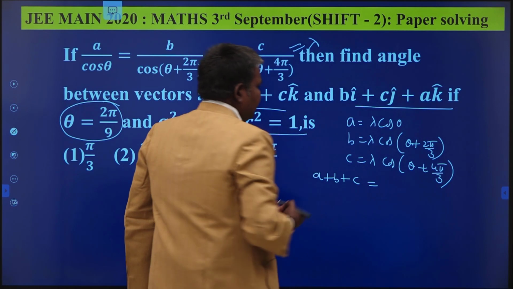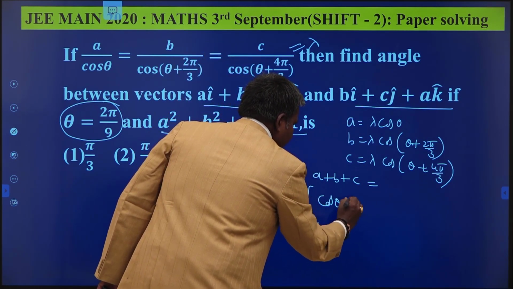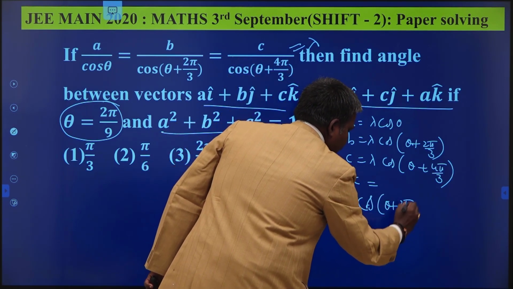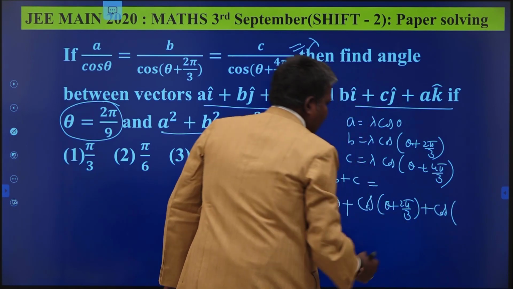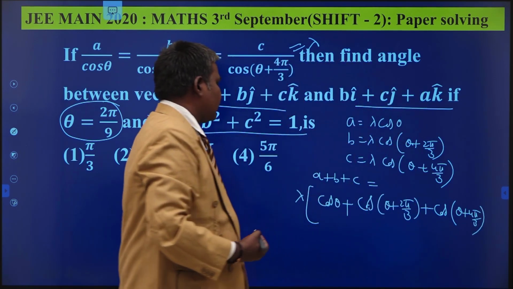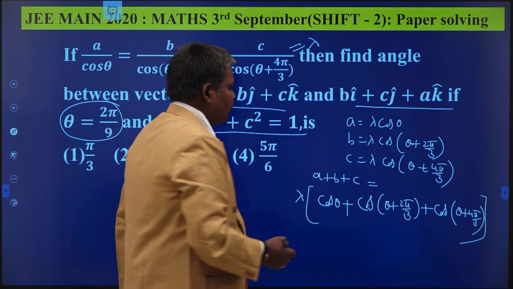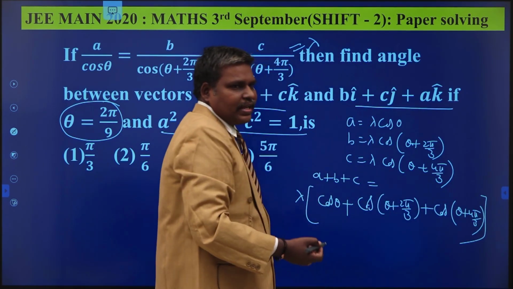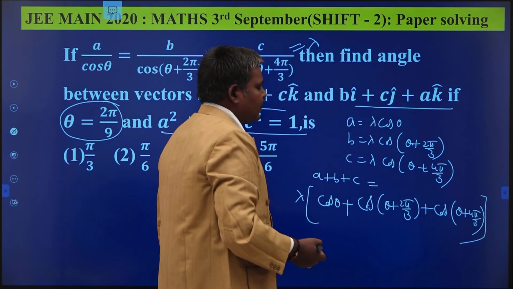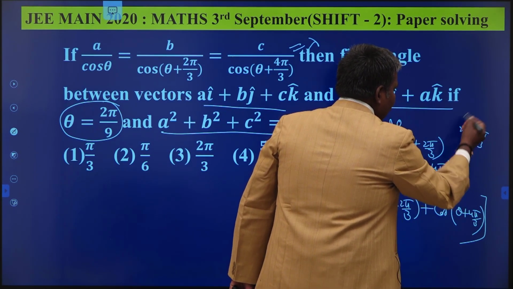A plus B plus C is equal to lambda times of cos theta plus cos of (theta plus 2 pi by 3) plus cos of (theta plus 4 pi by 3). Am I correct or not? We know that this is 0. How can you prove that this one is 0? Cos of (2 pi minus x) is nothing but cos x. So 2 pi minus theta minus 4 pi by 3 can be written as 2 pi minus 4 pi by 3, which is what? 2 pi by 3.